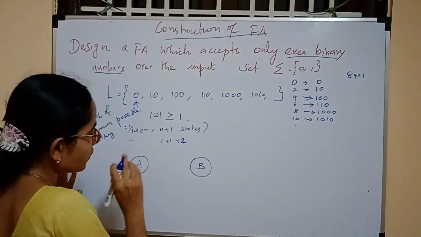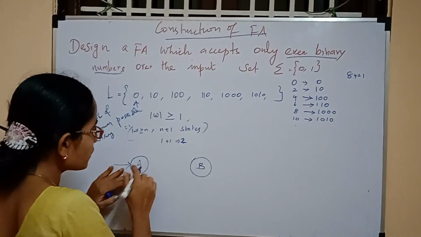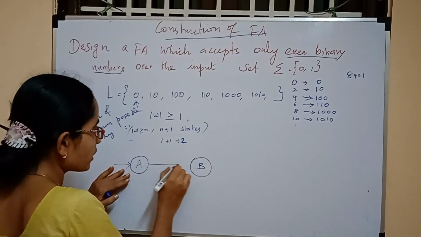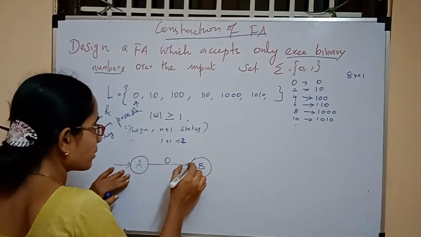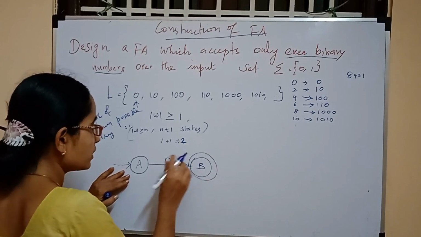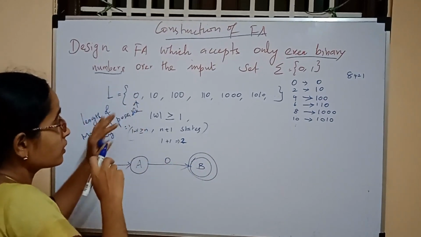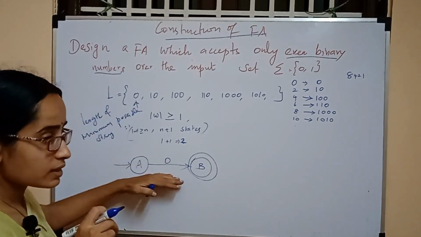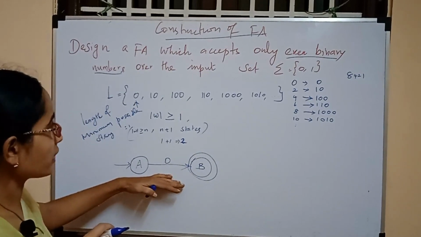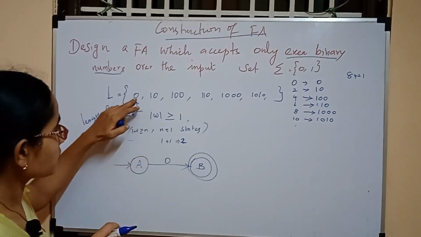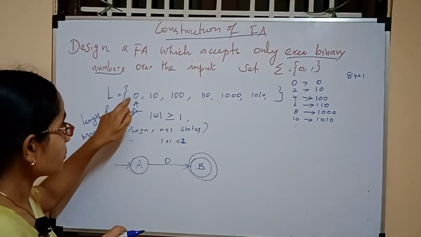So now I am receiving 0. Okay, I am just reading 0 on the state capital A. Then what I am doing is that I am making this B as the final state, right? This one is satisfied, right? For this string, this automata is accepting 0, right? This automata is to accept the string 0.